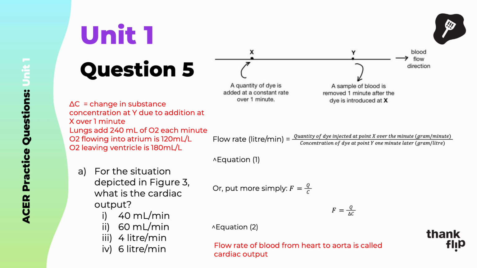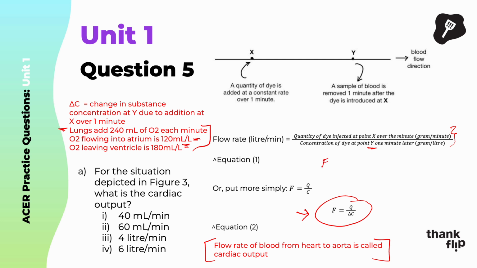So with question 5, we finally have a calculations question, and we're being asked to calculate the cardiac output for the situation shown in figure 3, for which we're given information here. The cardiac output, we're told, is essentially the flow rate, so we can use this formula or this formula to calculate that. I would prefer using this formula because, given the information, we already have the quantity Q, and we also have delta C, which is just going to be this minus this, because it's the oxygen that's flowing into the atrium and leaving the ventricle. We don't necessarily have one at point Y specifically, which is why I'd be iffy with using this calculation, but we have the difference in the oxygen concentrations. So that's why I would use this formula.